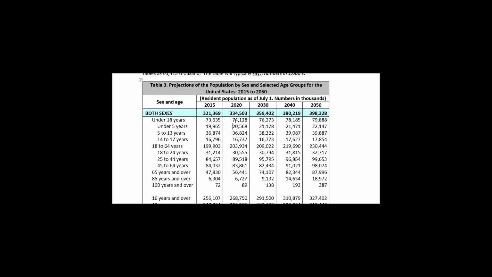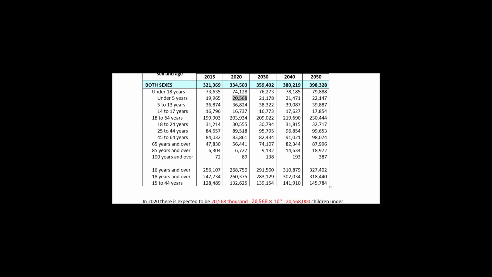So in 2020, there's expected to be 20,568,000 children under 5. So that would be right here. The actual number then is times 10 to the third, because 1,000 is times 10 to the third, right? 3, 6, 9, 12. So you just add 3 zeros on. And that's how many actual children there are, 20,568,000 under the age of 5.